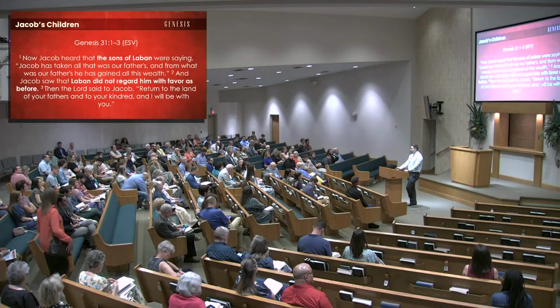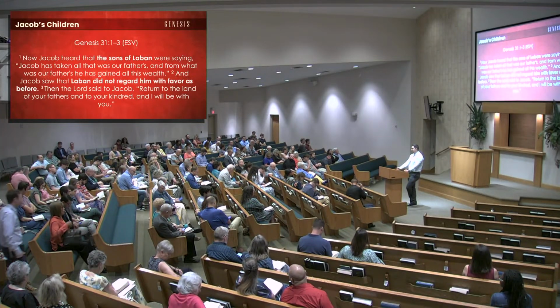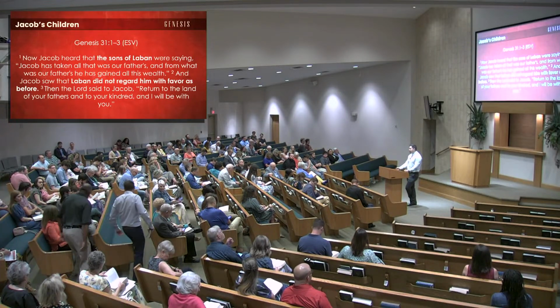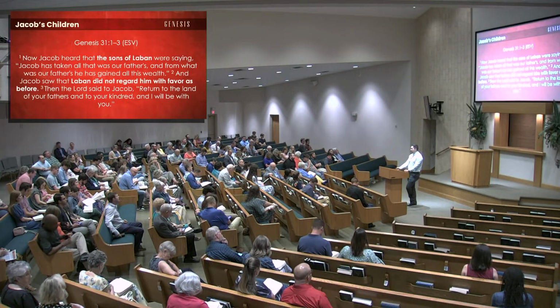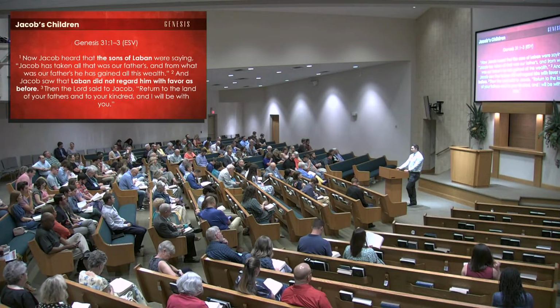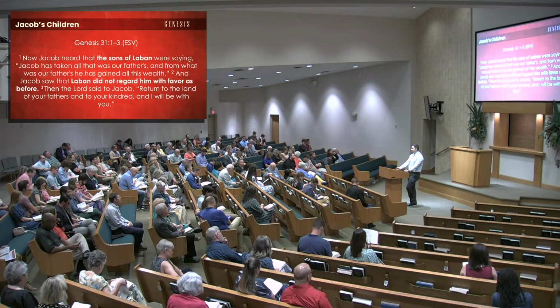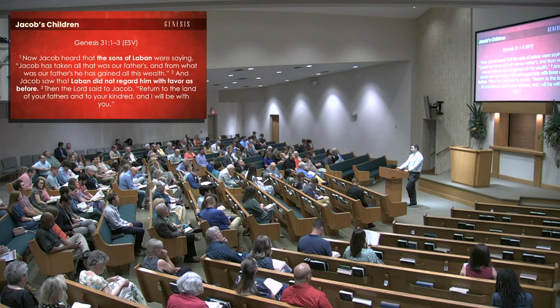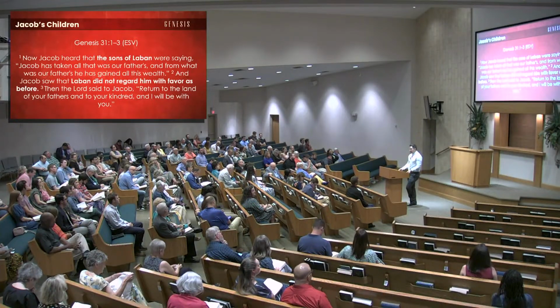So I want to go ahead and read the first 3 verses of Genesis 31 to really set the stage for what we'll see for the rest of the chapter. Beginning in verse 1, "Now Jacob heard that the sons of Laban were saying, 'Jacob has taken all that was our father's, and from what was our father's he has gained all his wealth.' And Jacob saw that Laban did not regard him with favor as before. Then the Lord said to Jacob, 'Return to the land of your fathers and to your kindred, and I will be with you.'"